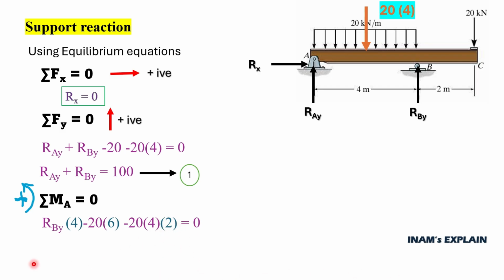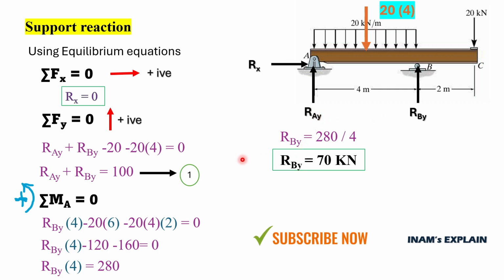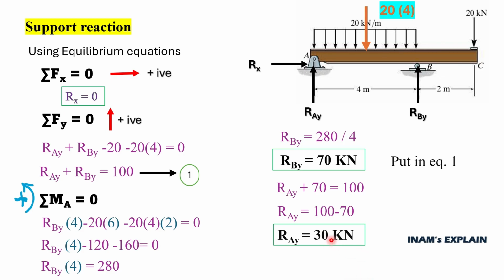So after doing the mathematical calculation, the value of RBY will be 70 kilonewton. The RBY, this support reaction value, will be equal to 70 kilonewton. So we found the value of this support reaction. Now I need to find the value of RAY. It's very easy, just putting in equation 1, we will get the value of RAY. So RAY after calculation will be equal to 30 kilonewton.